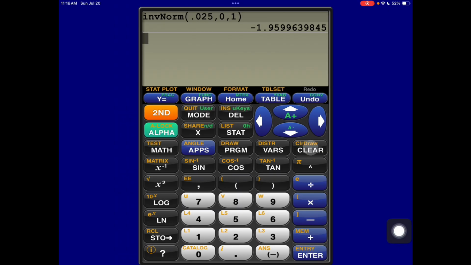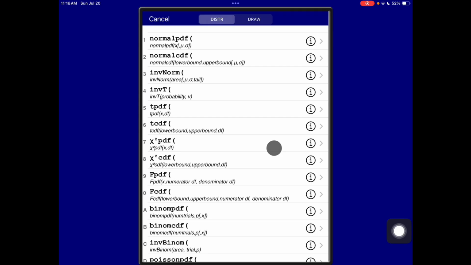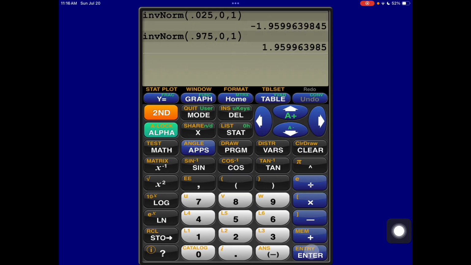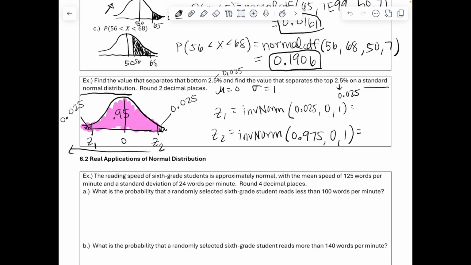To find Z2, we're going to go to second vars, inverse norm. The area to the left this time is 0.975, comma, the mean, which is 0, comma, standard deviation, which is 1. Close your parentheses and select enter. Make sure to round your answers correctly to 2 decimal places. From the graphing calculator, for Z1 we get negative 1.96, and for Z2 we get positive 1.96.